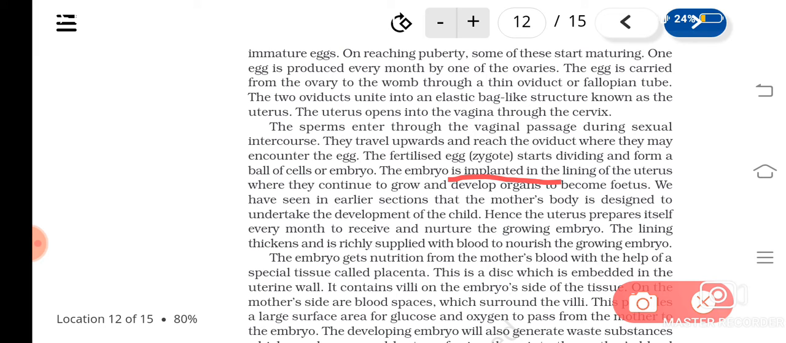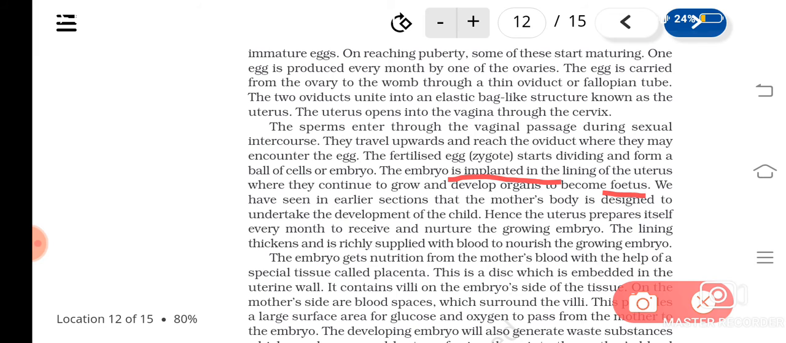So after implantation, what happens? They continue to grow and start developing organs, different organs, and then we call it a fetus. So the difference between embryo and fetus is what? The embryo consists of a mass of cells only. They start division and form a mass or ball of cells, and then in that embryo, when organogenesis, meaning organ formation, happens, we can call it a fetus.